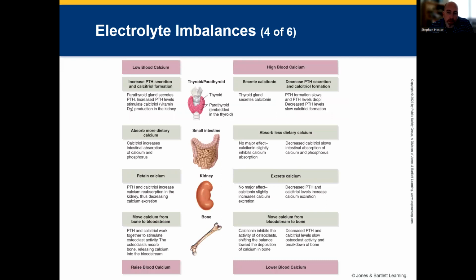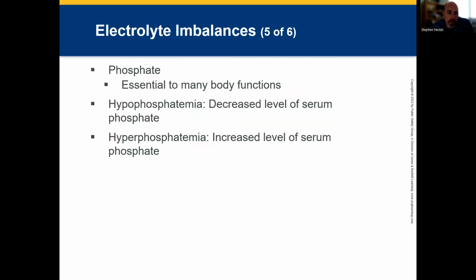So this picture just shows the regulation of blood calcium level throughout the body. All right, phosphate is essential to many body functions. Decreased level of serum phosphate causes include decreased supply absorption, excessive loss of phosphate due to the use of diuretics, intracellular shift of phosphorus, electrolyte imbalance, abnormal loss of nutrients.